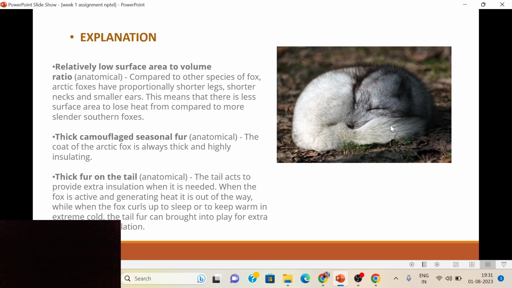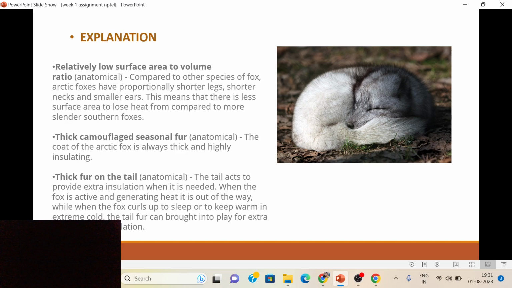So first of all, how Arctic foxes are able to survive in extremely cold conditions. First point is because they have a very low surface area to volume ratio. Compared to other species of foxes, they are generally smaller in size. That is, they have shorter legs, shorter necks, smaller ears. That means there is less surface area exposed to lose heat when compared to other foxes, right?